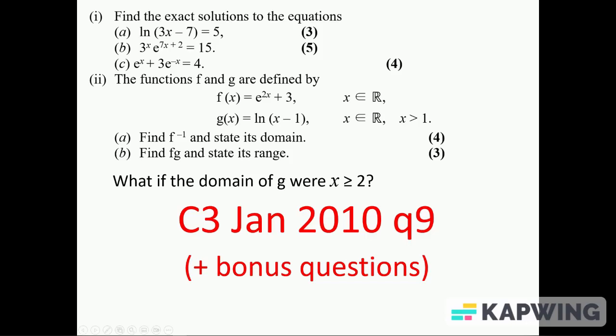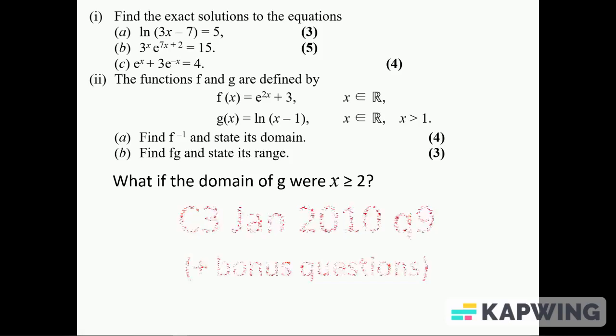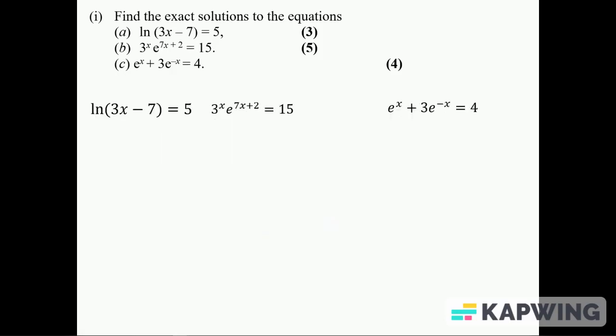Right, C3, January 2010, the old specification. Question 9, a lot of functions, e's and ln's. So we'll find the exact solutions to those equations. First one, I'll do e to the power of both sides to get rid of the ln's. e to the ln something is just something. So 3x minus 7 equals e to the 5. Add 7, divided by 3.